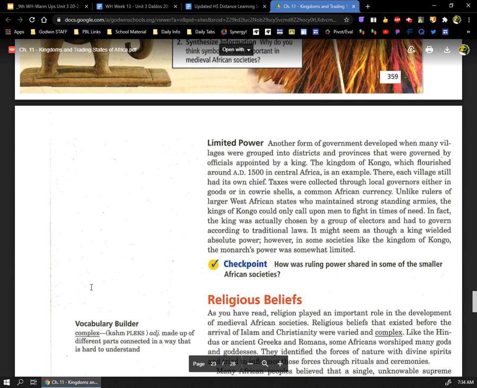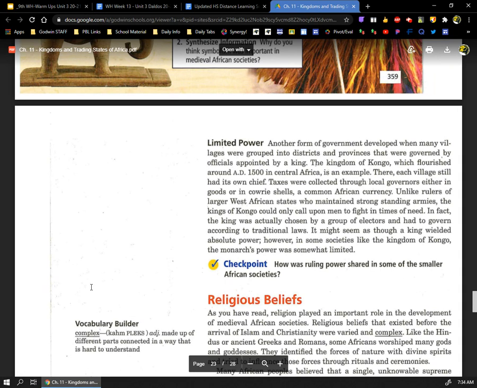Limited power. Another form of government developed when many villagers were grouped into districts and provinces that were governed by officials appointed by a king. The Kingdom of Congo, which flourished around AD 1500 in Central Africa, is an example. There, each village still had its own chief.